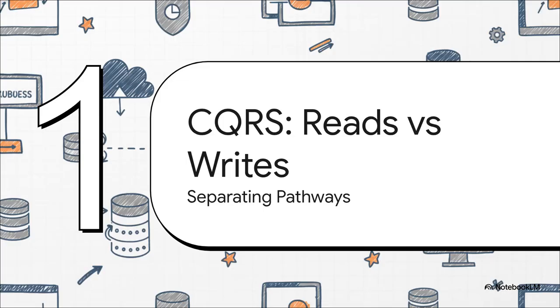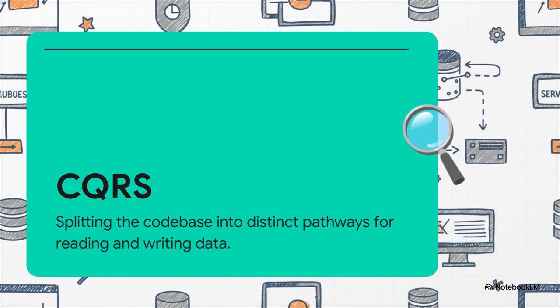Moving right along to Section 3, CQRS, reads versus writes. Here we're introducing a pattern built specifically to absolutely crush massive performance and scaling bottlenecks. CQRS stands for Command Query Responsibility Segregation. It's a mouthful, but it simply means splitting your codebase into two totally distinct pathways, one for reading data and one for writing data.